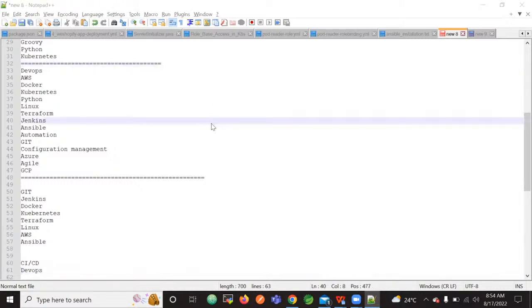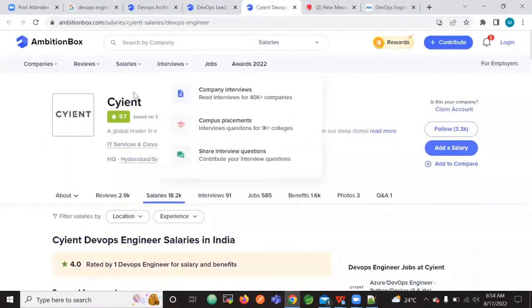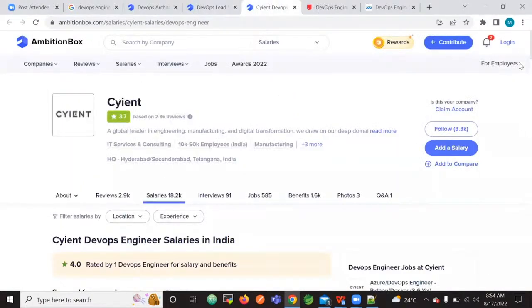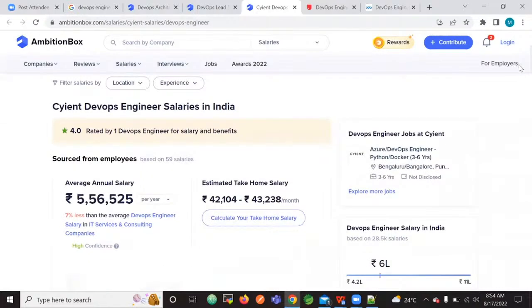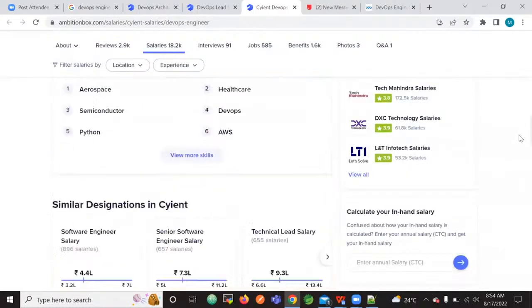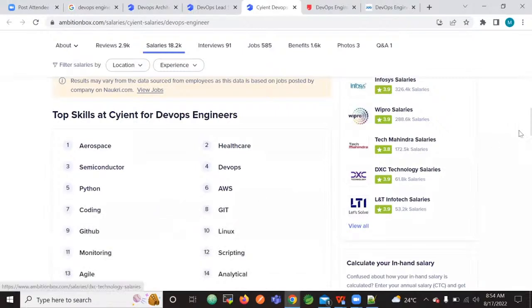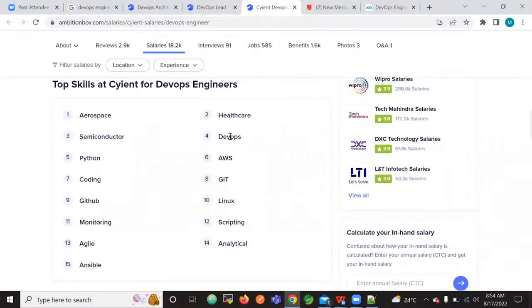Okay, let us do more analysis. This is for the lead role. So the client is also expecting DevOps engineers. So who is giving 5,56,000? Around 6 lakhs it is giving. And what are they commonly expecting from the DevOps? See this. DevOps concepts, AWS, Python, Git, Linux, coding, GitHub, monitoring, scripting, agile, Ansible, analytics.